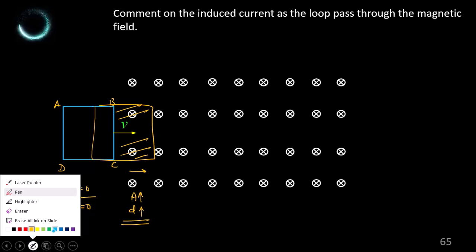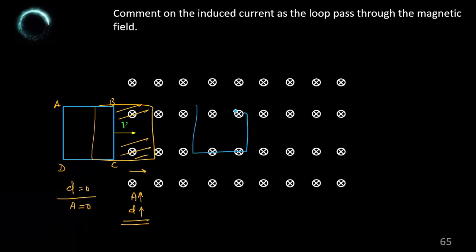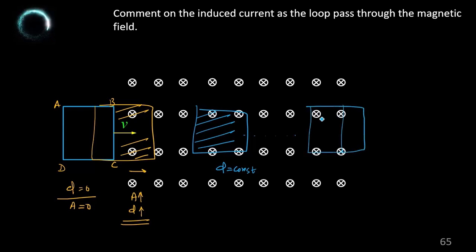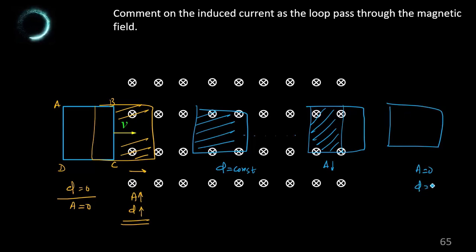Ultimately, one point will come when the entire loop is fully entered inside. Once the loop is fully inside the magnetic field, the flux becomes constant. Why? Because there is no change. Once the loop leaves, the area gradually decreases, and once it is fully removed, the area becomes 0 again, so phi becomes 0. So it increases from 0, then remains constant, and then decreases.